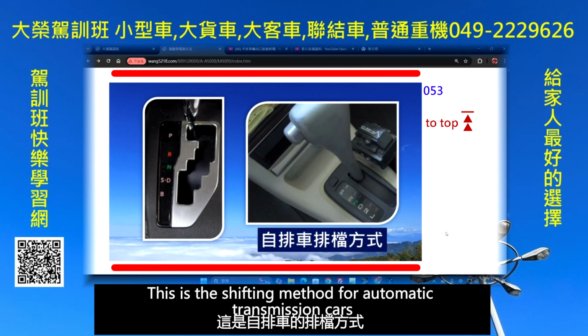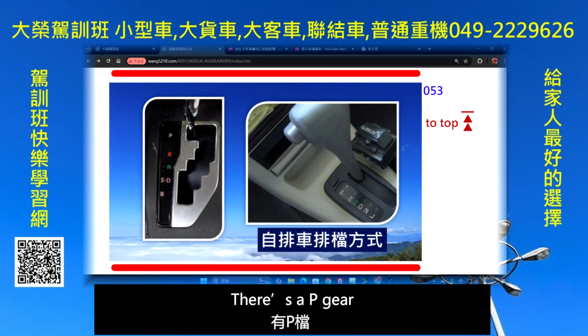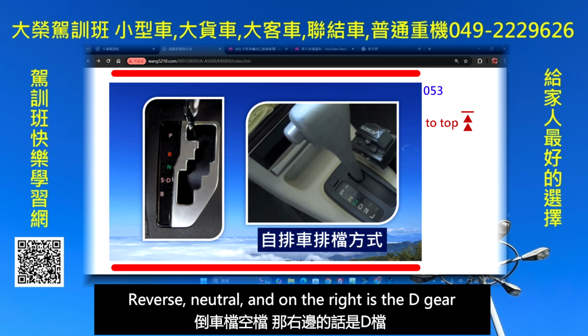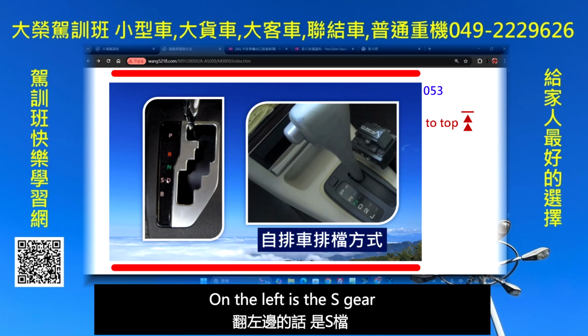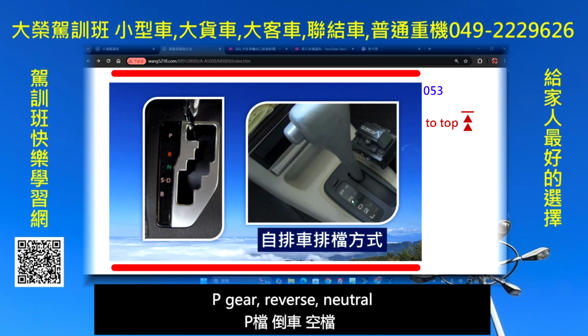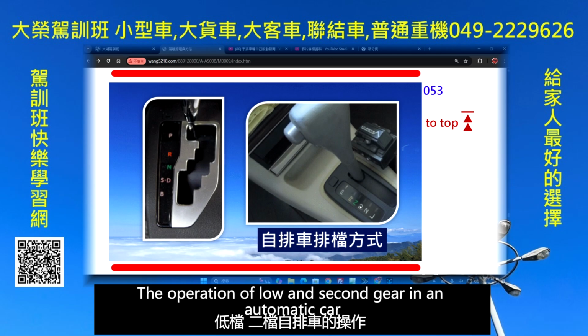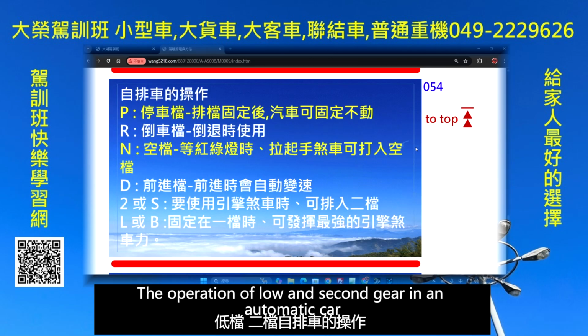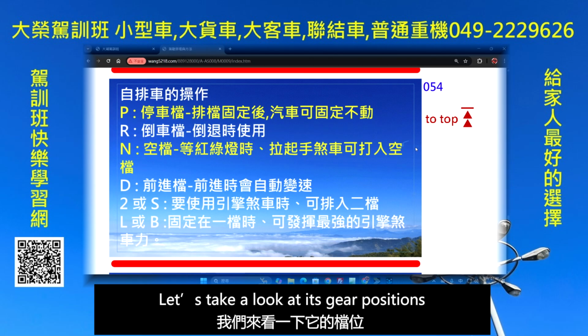This is the shifting method for automatic transmission cars. There's a P gear, reverse, neutral, and on the right is the D gear. On the left is the S gear. The very bottom is B gear. And this car is the same. P gear, reverse, neutral. The operation of low and second gear in an automatic car. Let's take a look at its gear positions.